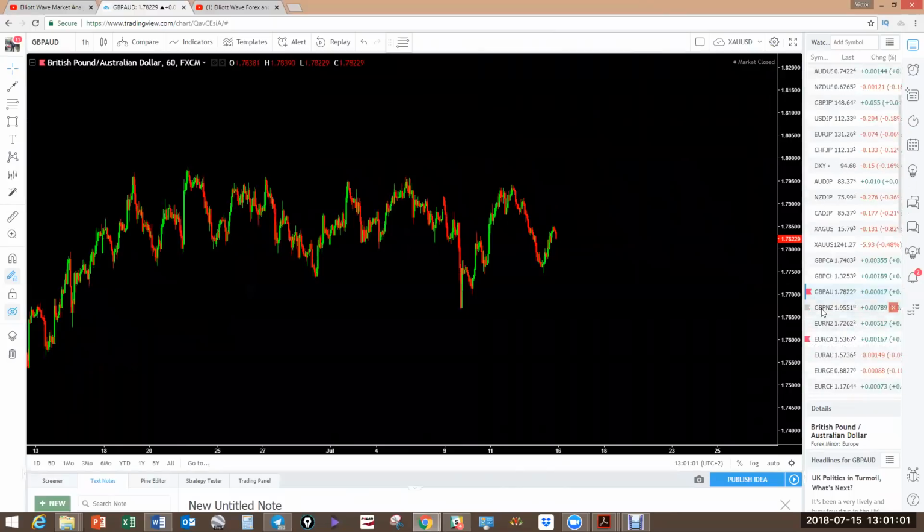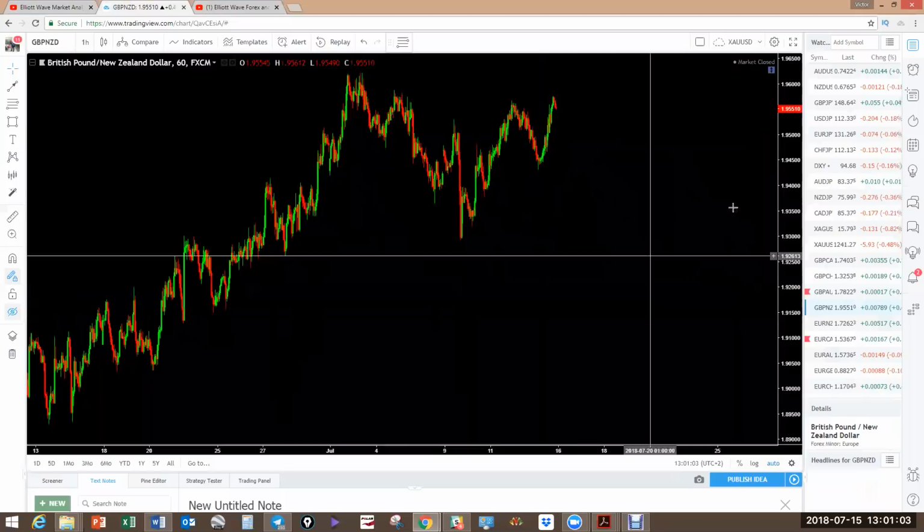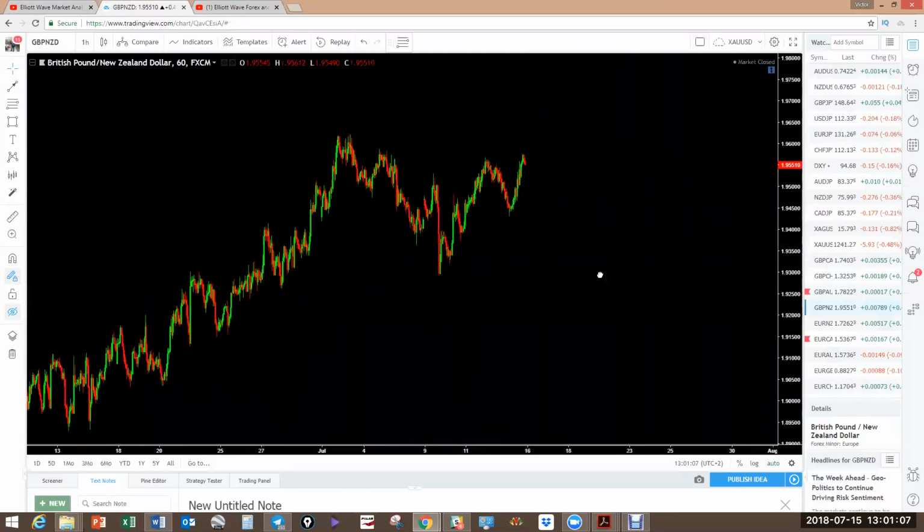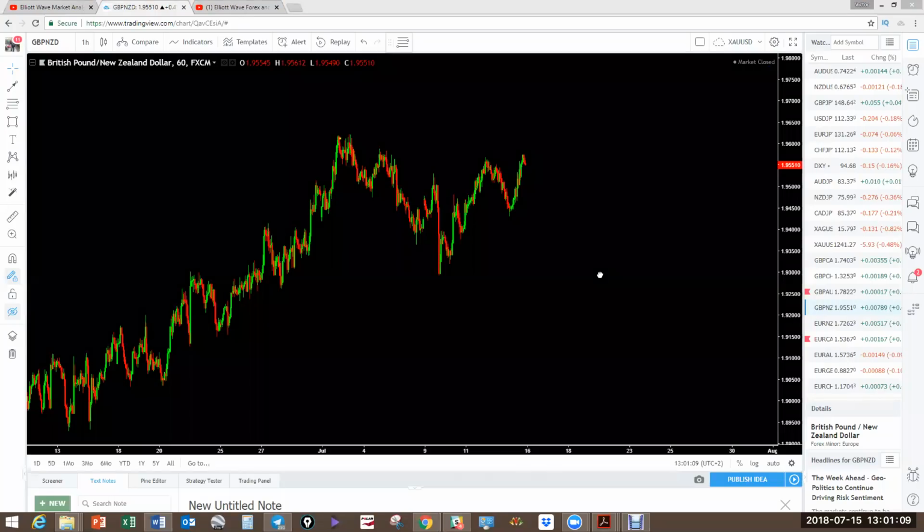Pound New Zealand. What are we looking at on pound New Zealand? Pound New Zealand and Euro New Zealand, I'm actually looking for upside. So here we've got a 1, 2, 3-wave move, 3-wave down. We're getting 1, 2. Are we going to come back here and take this top? So we need to see what happens when it takes the top.